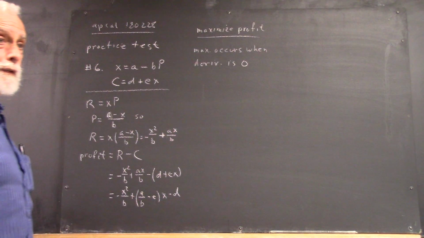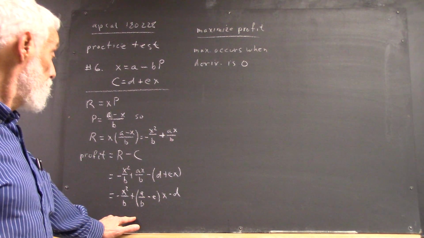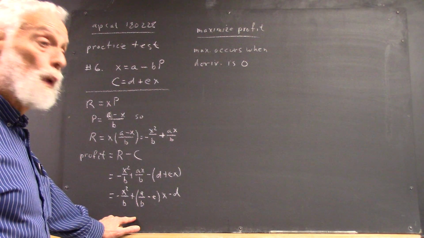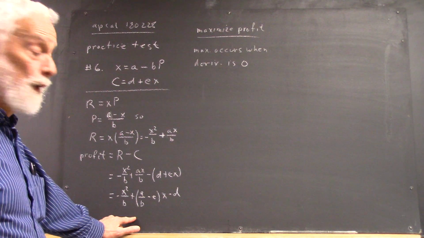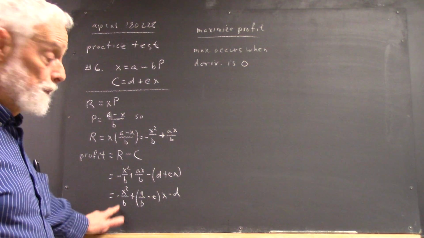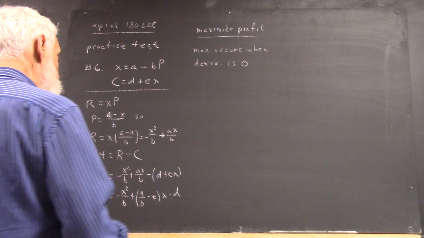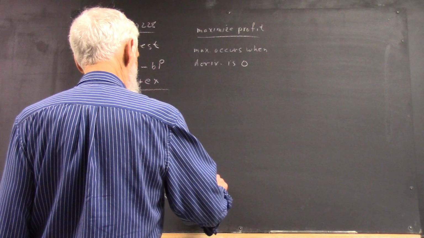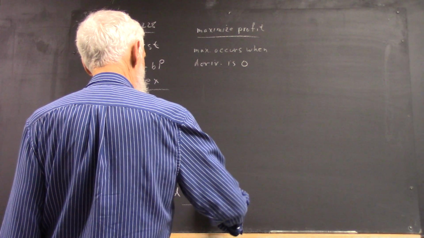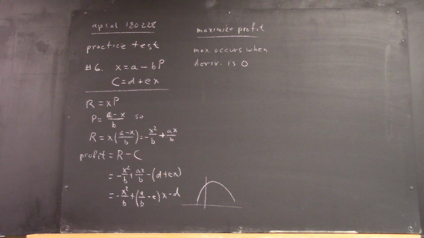Maximum occurs when the derivative is 0, right? Now, first of all, what kind of a function is this? This is a quadratic function, isn't it? With a negative multiple of x squared, which means it's a quadratic function that has a downward concavity. So if we draw this, it's going to look something like this.